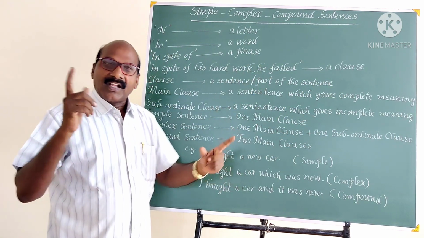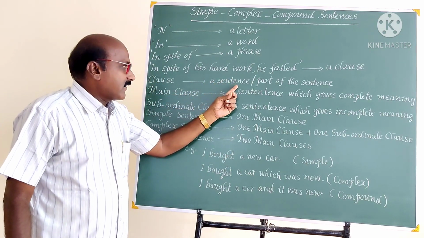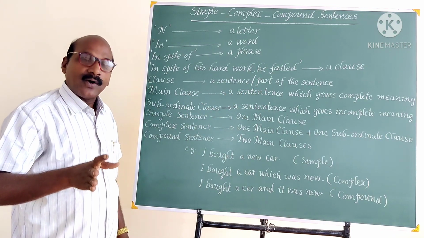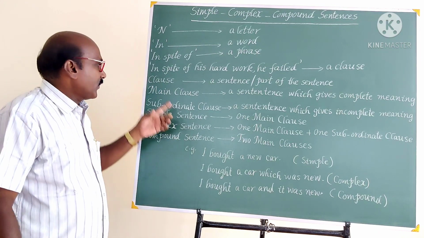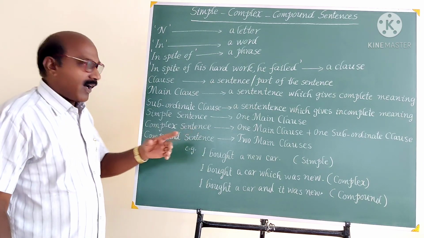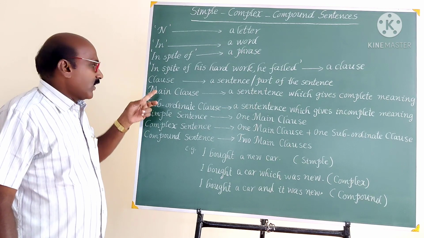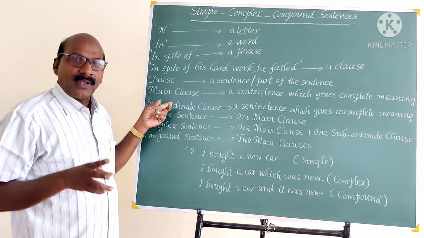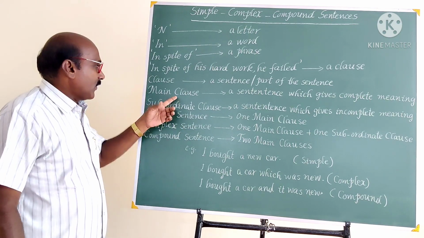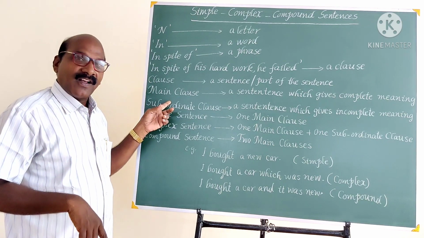What is a clause in English? A clause is a sentence or a part of the sentence. There are two clauses in English. They are main clause and subordinate clause. This main clause is also said to be principal clause or independent clause.